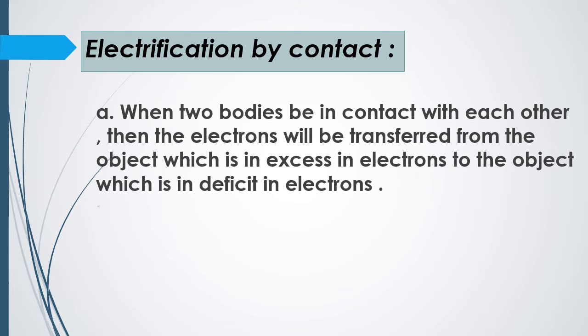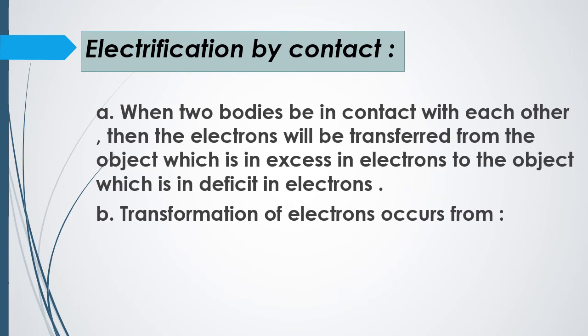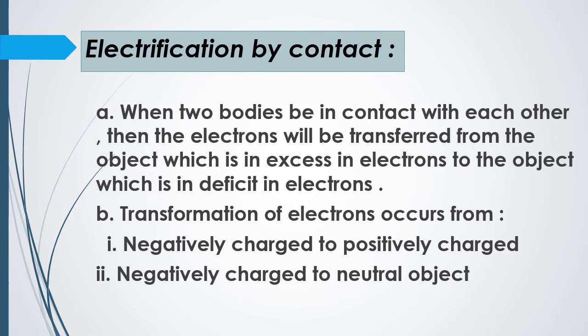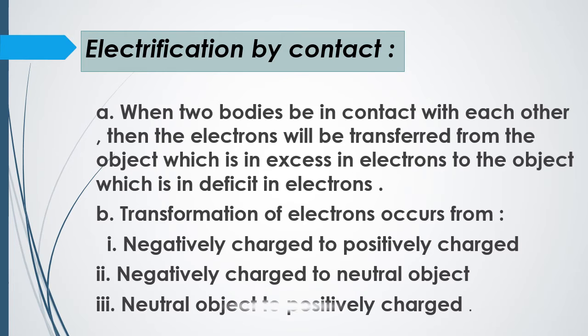Now electrification by contact. When two bodies are in contact with each other, the electrons will be transferred from the object which is in excess in electrons to the object which is in deficit in electrons. So, the transfer of electrons occurs from a negatively charged to a positively charged object, or from a negatively charged object to a neutral object, or from a neutral object to a positively charged object.